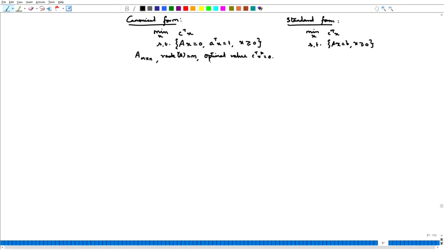The other ones are much simpler, I mean they are handleable, but this condition, that the optimal value C transpose x star should be equal to 0, says that you must actually know the answer in some sense. You may not know the solution x star, but you must know that when you substitute the solution, the optimal value of the objective function should be equal to 0. So that is the canonical form that Karmarkar's algorithm asks for, okay.